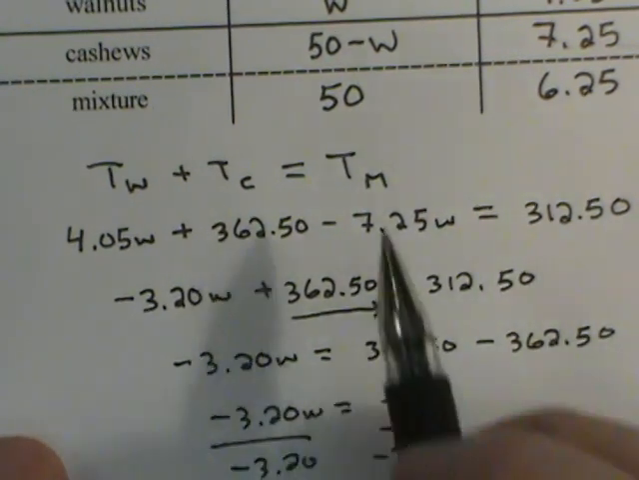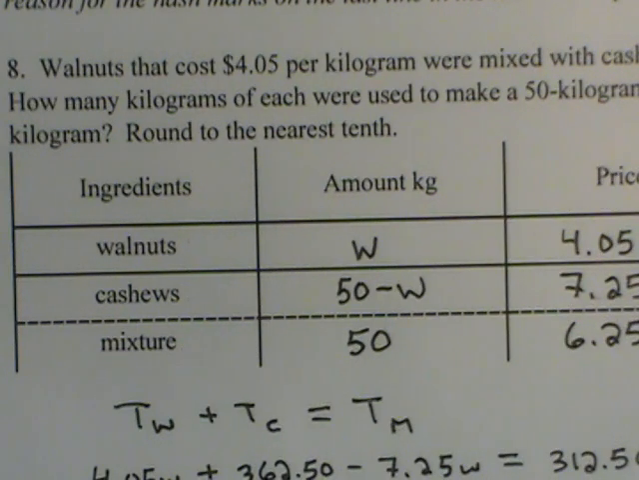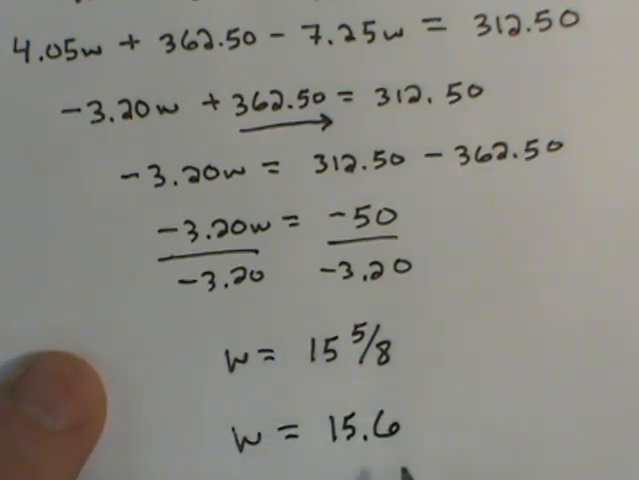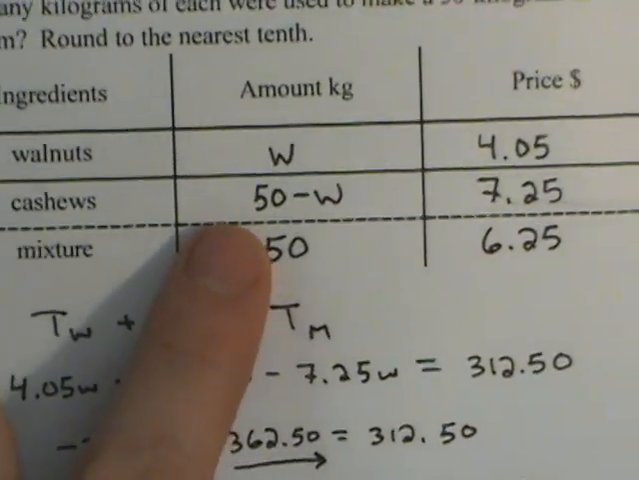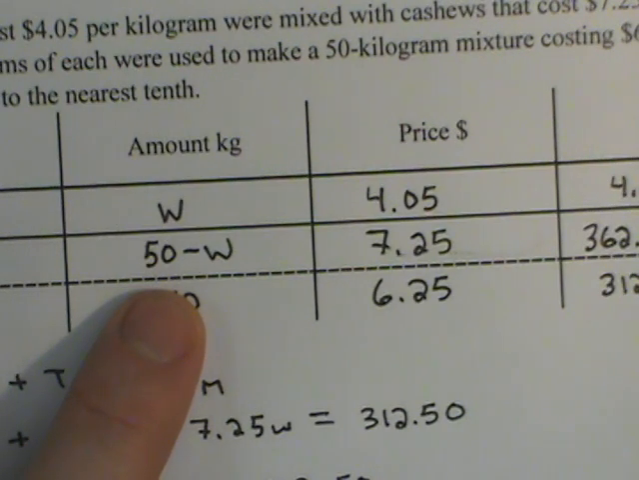But remember, the direction said to round to the nearest tenth. So when I put that in my calculator, give me a second, I have to type that in. That's going to be 15.625, and so I'm going to call that 15.6. It tells me that W equals 15.6. And now as I try to answer this, I have to come back to this column, and I'll say walnuts equal 15.6 kilograms. And the cashews would be 50 minus 15.6, which is 34.4 kilograms.